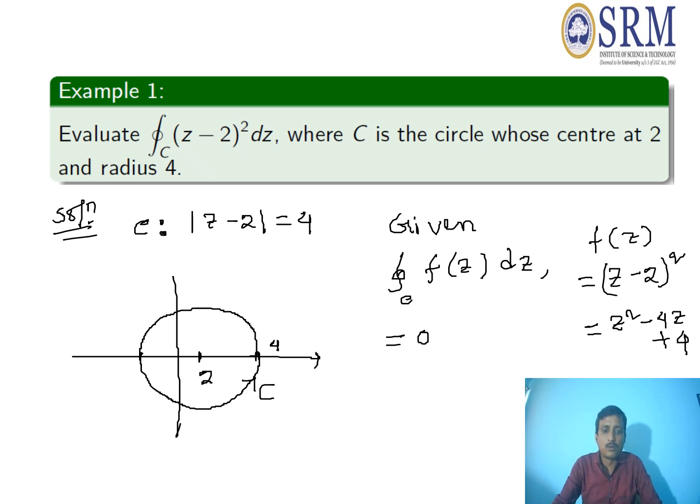Why is the integration value equal to 0? Because f(z) is a polynomial of second degree. As it is a polynomial, it is everywhere differentiable. So on and inside C it is differentiable, and that means it is analytic. That's why this integration is equal to 0 by using Cauchy's integral theorem.